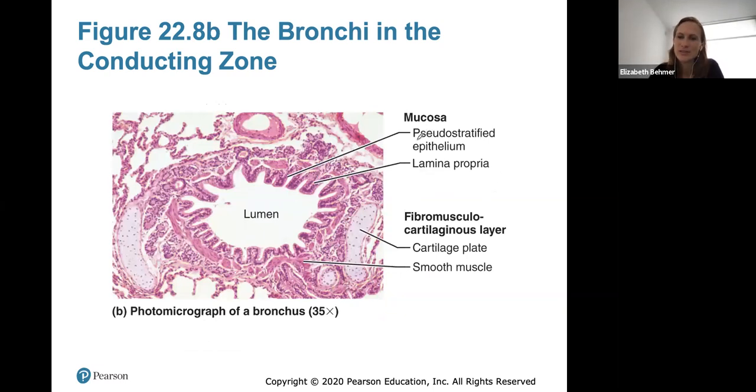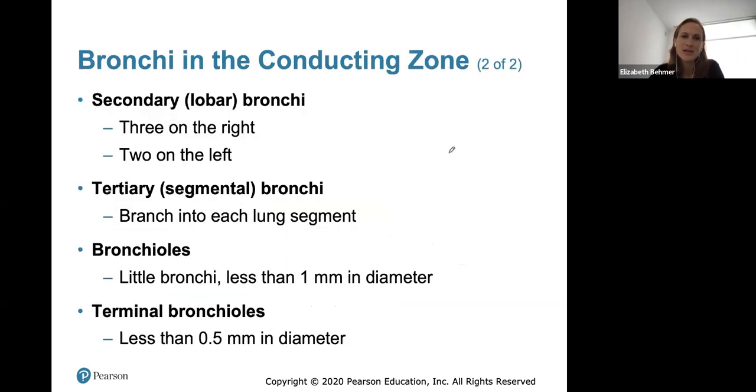You can see the mucosa, the pseudostratified epithelium, the lamina propria, the cartilage plate, and smooth muscle. So here are the bronchi in the conducting zone and how they will branch: secondary, tertiary, and bronchioles. Secondary branch 3 on the right and 2 on the left, and it's because the right lung has a superior, middle, and inferior lobe, and the left lung just has a superior and inferior lobe.